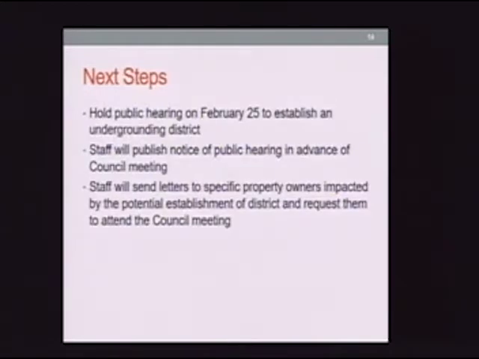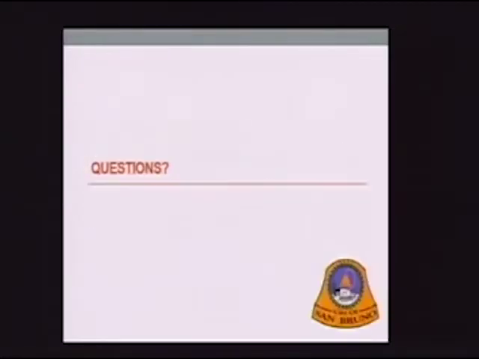So here are the next steps. First, we need to hold a public hearing on February 25th to establish an undergrounding district. Staff will also publish a notice of public hearing in advance of the council meeting, and staff will send letters to the affected properties within that red area, requesting them to attend the council meeting if they choose to speak on any concerns about the project. So this concludes my presentation, and I'll be happy to answer any questions.